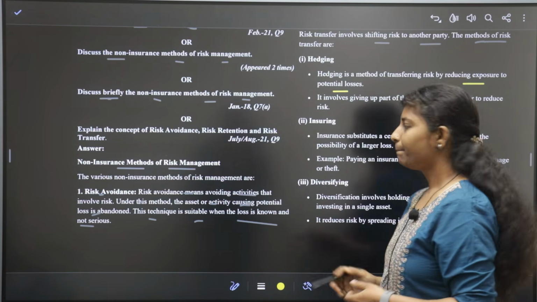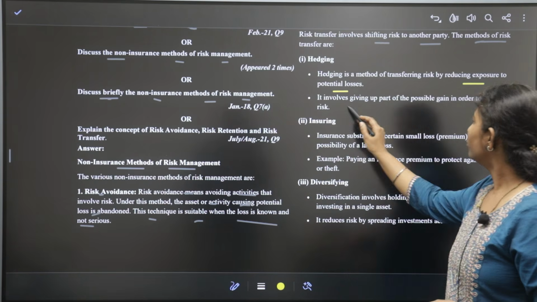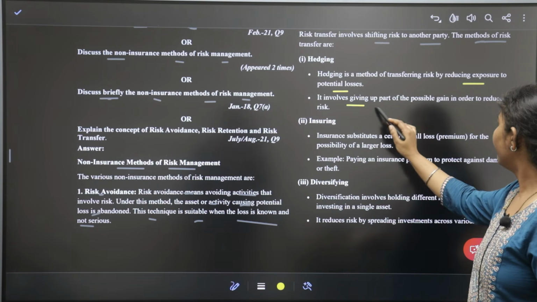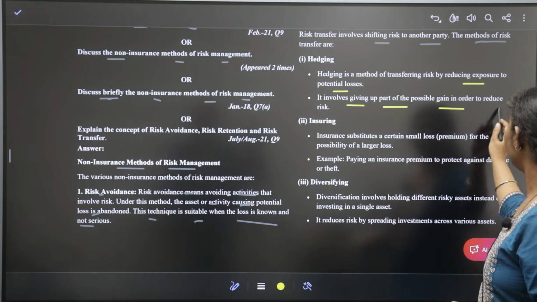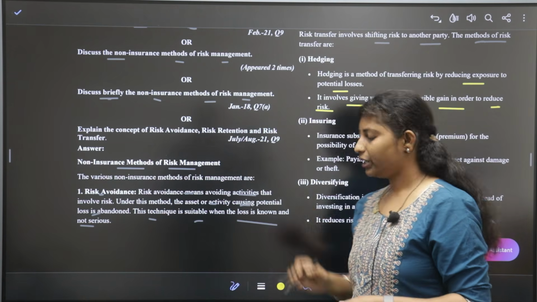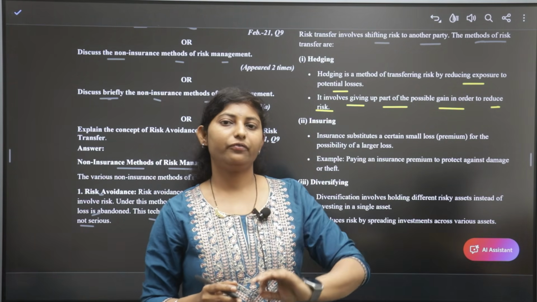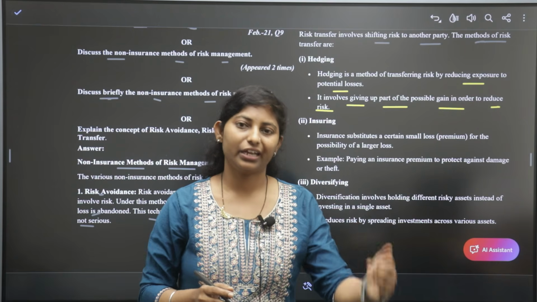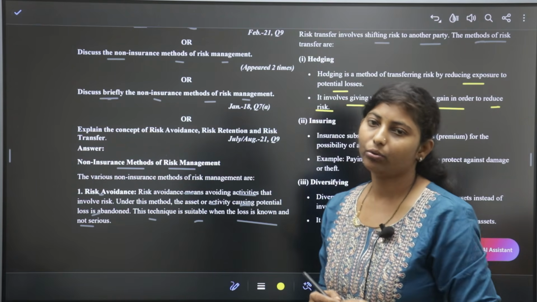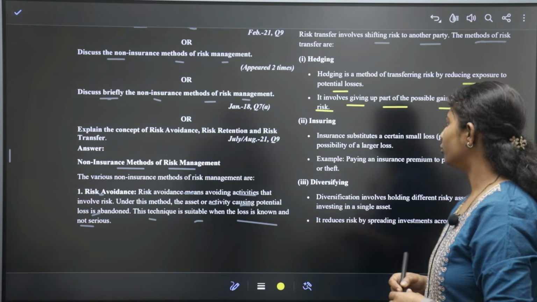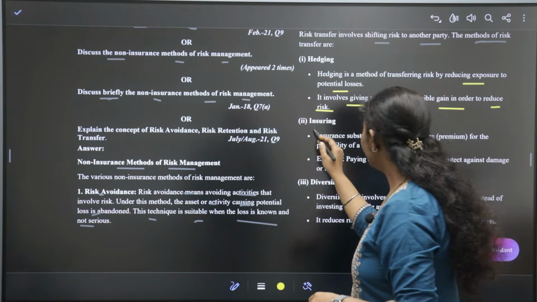It also involves giving up part of the possible gain in order to reduce the risk. Hedging also provides part of the possible benefits or profits. If you go for hedging, it will help you and you can also manage your risk. Next we have insuring.